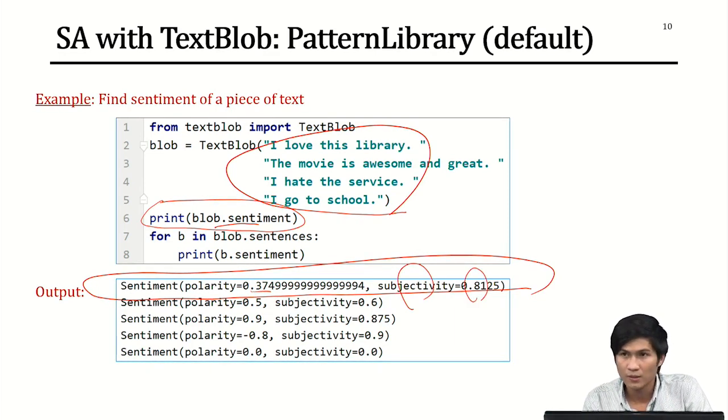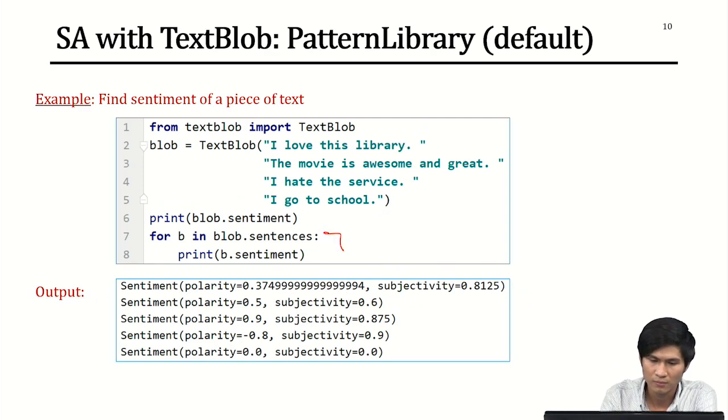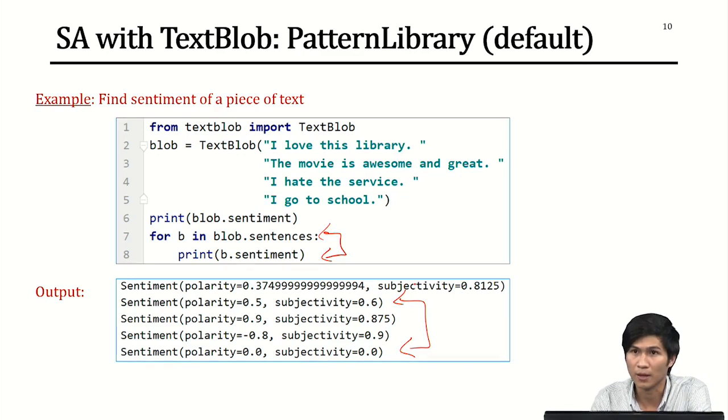And for each sentence that appears in this input text, we can also find its sentiment. To do this, we can loop through each of the sentences in the TextBlob object. And next, you can display its sentiment. From these codes, we can find the sentiment for each sentence. So these are the outputs for our program.